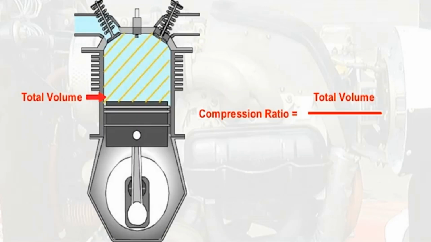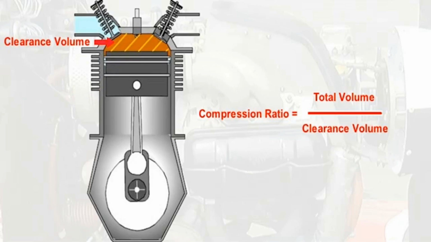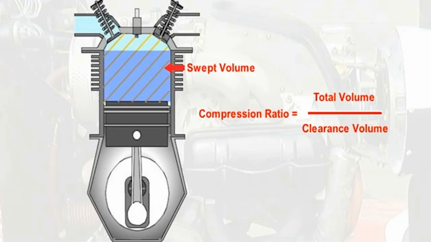The compression ratio of an engine is the ratio of its total volume enclosed in the cylinder with a piston at bottom dead centre to the volume remaining at the end of the compression stroke with the piston at top dead centre. The total volume of the engine is the sum of the swept volume, which is the volume displaced by the piston as it moves from bottom dead centre to top dead centre, and the clearance volume.